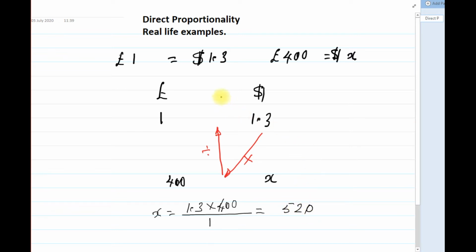So we write the rate that we know. We know £1 is $1.3. So the amount that we want to convert, 400 pounds, we write under the pound column, we put an X under the dollar column, and then the calculation is multiply the two diagonal numbers and divide by the one above.